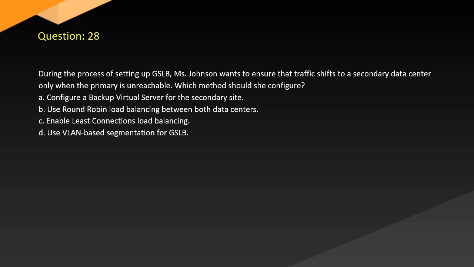Question 28. During the process of setting up GSLB, Ms. Johnson wants to ensure that traffic shifts to a secondary data center only when the primary is unreachable. Which method should she configure? A. Configure the backup virtual server for the secondary site. B. Use round-robin load balancing between both data centers. C. Enable least connections load balancing. D. Use VLAN-based segmentation for GSLB.